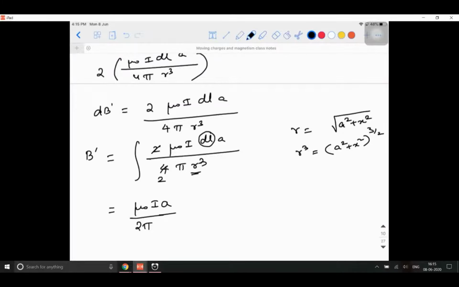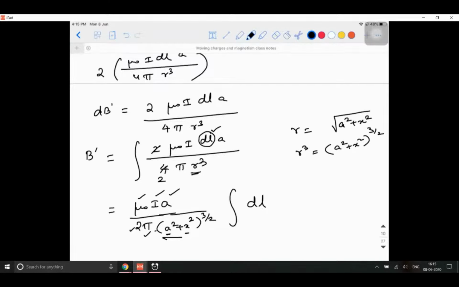So in the place of r cube, I am going to write a square plus x square the whole power 3 by 2, and this a square plus x square has no term related to L. So that is also a constant. So what is the only variable that is getting integrated, dl? How many terms have come out? Let's count and see. Mu naught, one term, I, a, 2, pi, a square plus x square the whole power 3 by 2. There is only one term left inside.